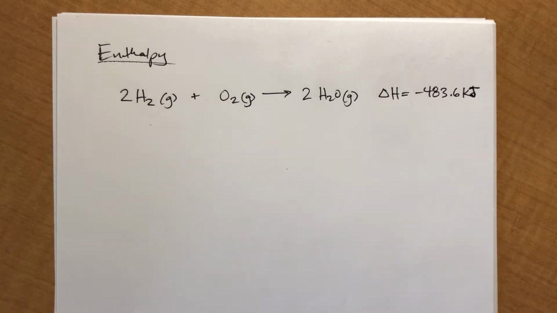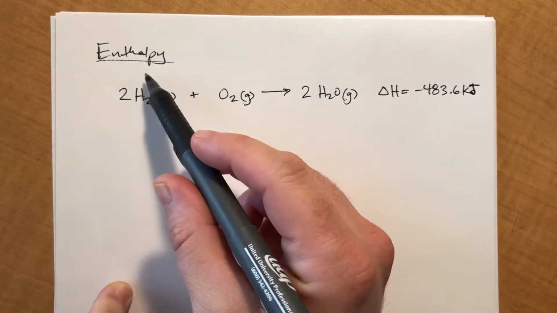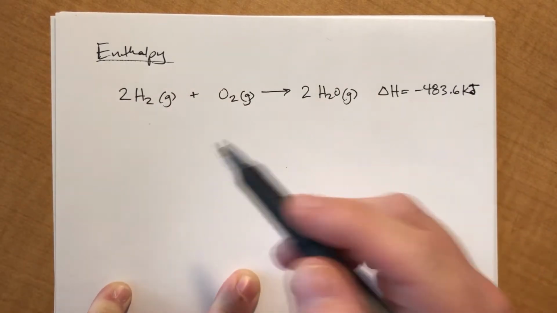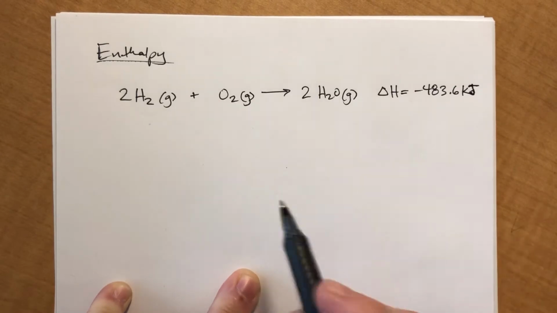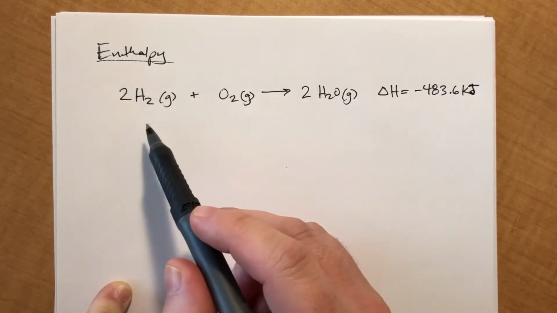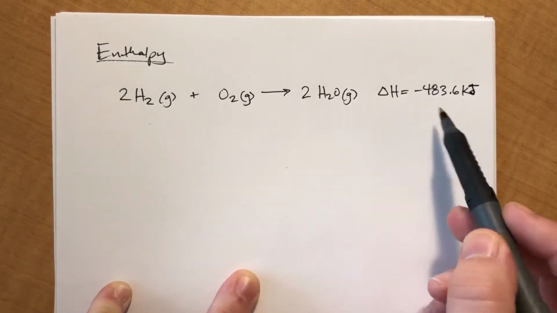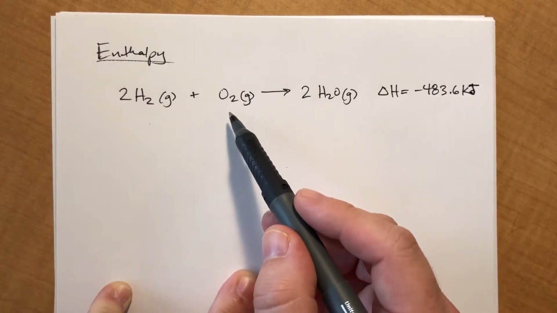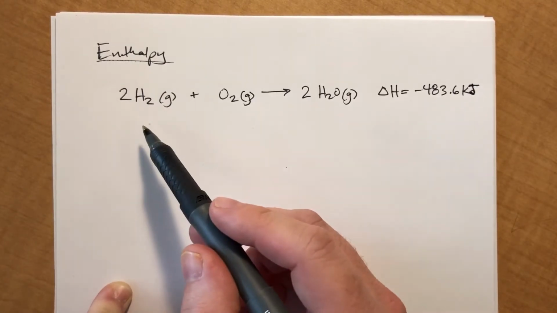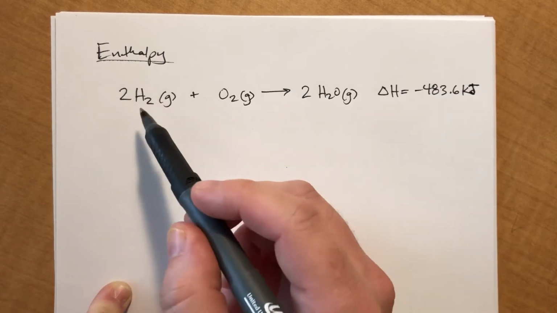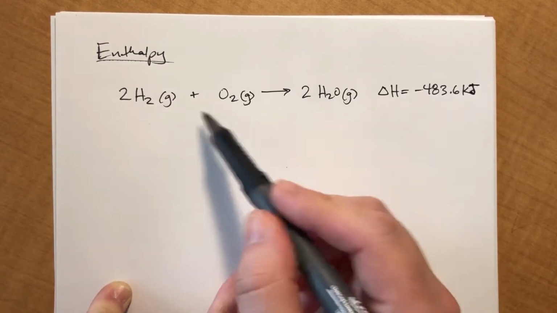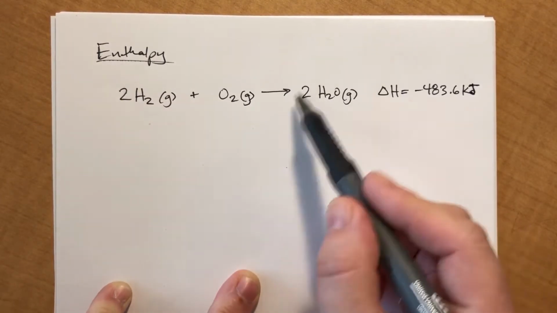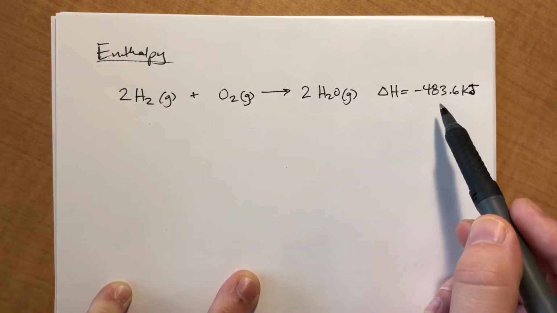All right, in this video we need to talk about something called enthalpy. Enthalpy is simply a measure of how much energy is absorbed or released during a reaction. So for this particular example, this is essentially literally the reaction of how rocket fuel works. A lot of space shuttles have one tanker of hydrogen, one tanker of oxygen, and the only waste product is water. But you get a lot of energy out.